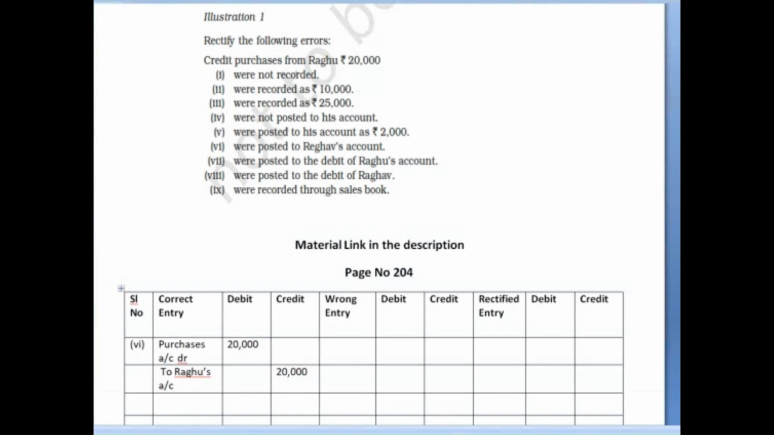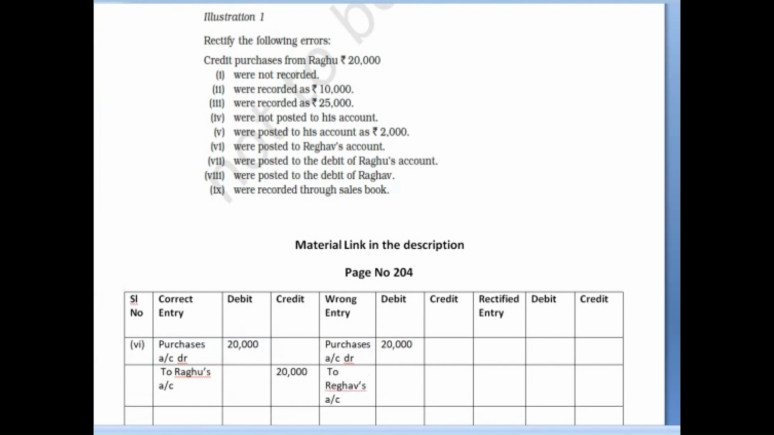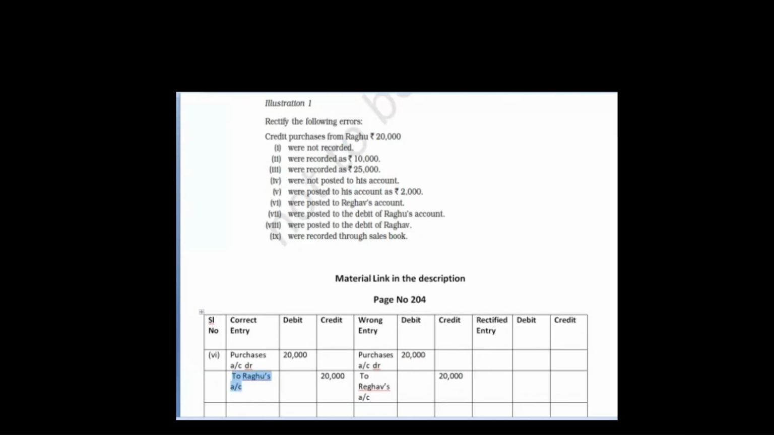Sixth transaction, credit purchase from Raghu 20,000 were posted to Raghav's account. So the first part is done, purchases account debit to Raghu's account. Now instead of Raghu, the person posted it to Raghav. So we'll just copy it and put it under the wrong entry side. So here you need to write to Raghav's account. So the amount is 20,000. Okay, so now we know instead of crediting Raghu, they credited Raghav's account.